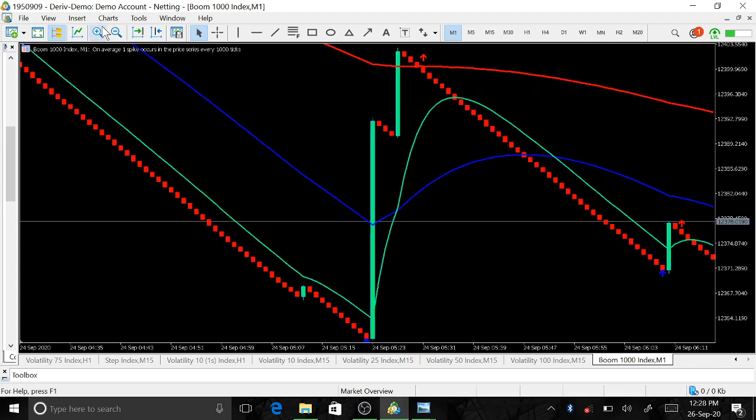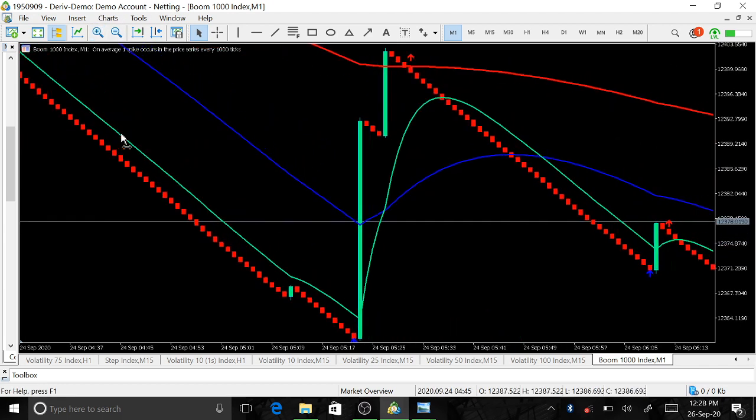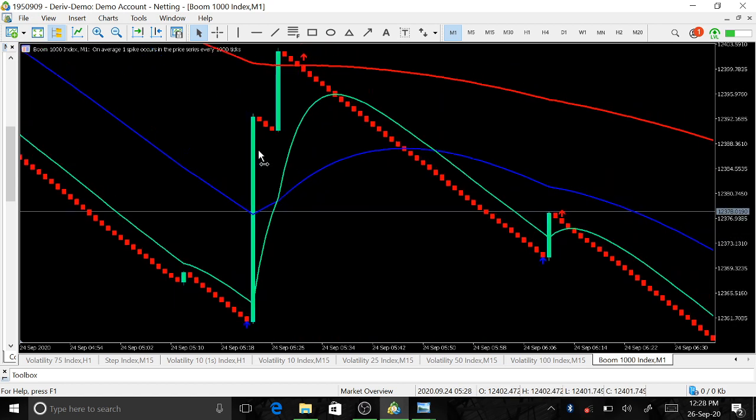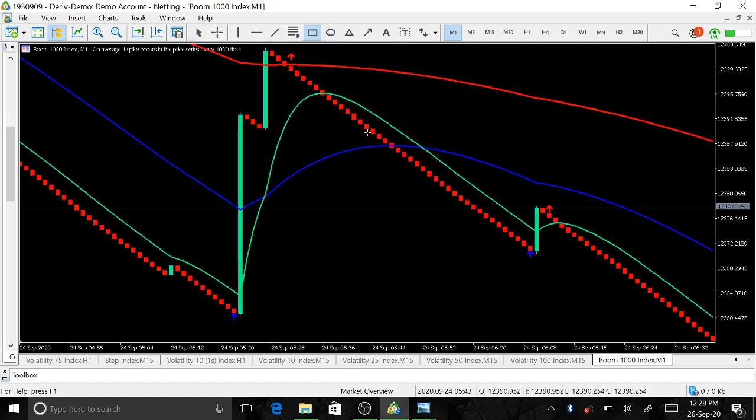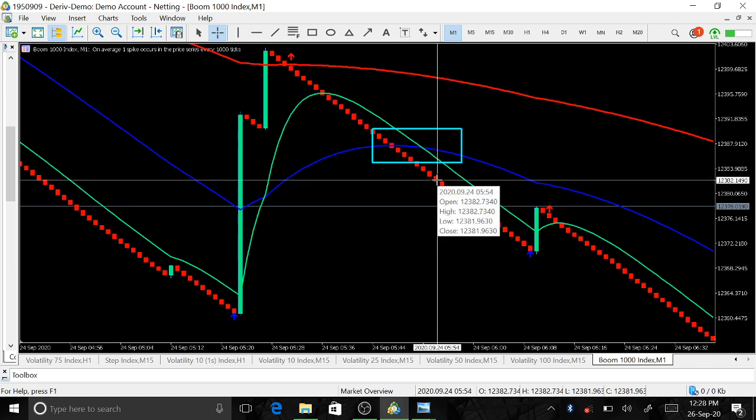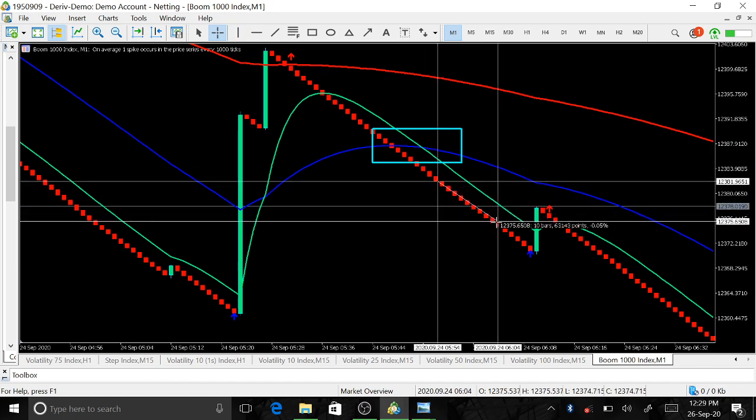You can check out this position again. You see, this is another entry point. So we're going to enter here. Entry is going to be here, and then we scalp 10 candles.